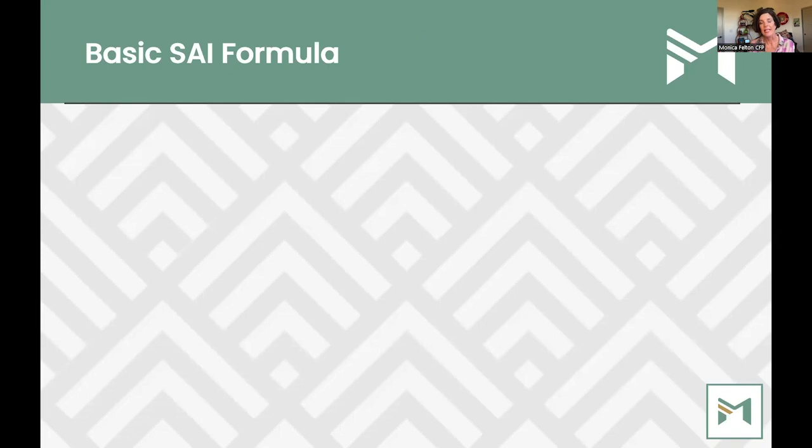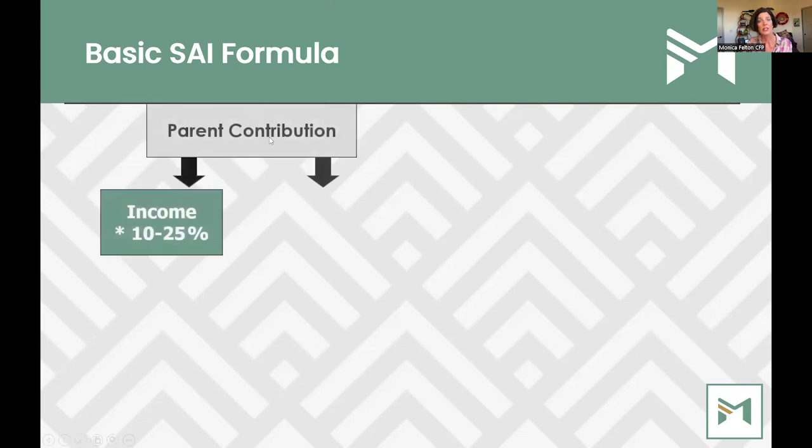The Student Aid Index is based on several factors: mom and dad's assets, mom and dad's income, mom and dad's age, and students' assets and income. So this is how it's broken out. It starts with the parents' contribution. So you can see they're going to take 10 to 25% of your income. And really what that is, it's your gross income on your tax return.